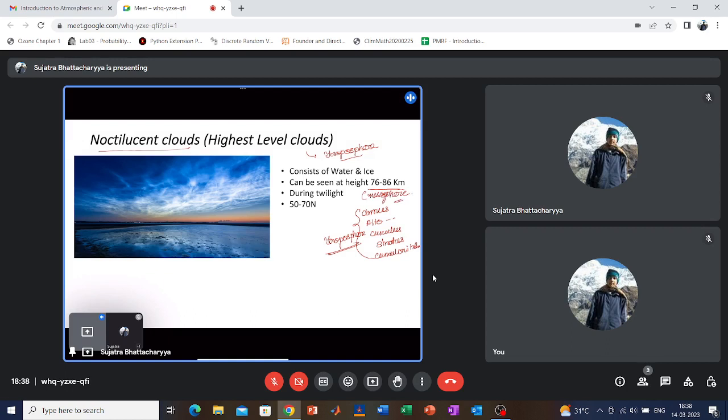These clouds are generally seen at 50 to 70 degrees north during the twilight, and they generally consist of water and ice only. Fine, but these kinds of clouds can represent how the atmosphere is changing in the very upper atmosphere. Fine, this is the small and brief information about the noctilucent clouds.